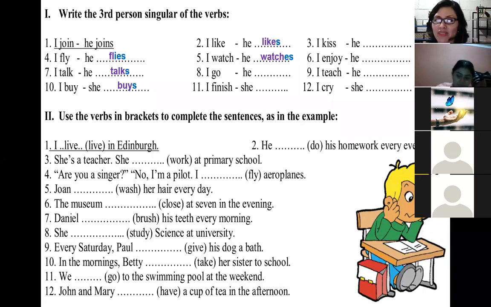Ahí estaba ya la respuesta al siguiente, exactly, right? He goes, very good, he goes. What about finish? If I finish, what happens with he, or she? Very good. She finishes, right? ¿Por qué? Porque termina en SH, so I need to add ES to the verb, okay? If I kiss, very good, excellent, okay? He kisses. Now, in this case, it's double S as well.